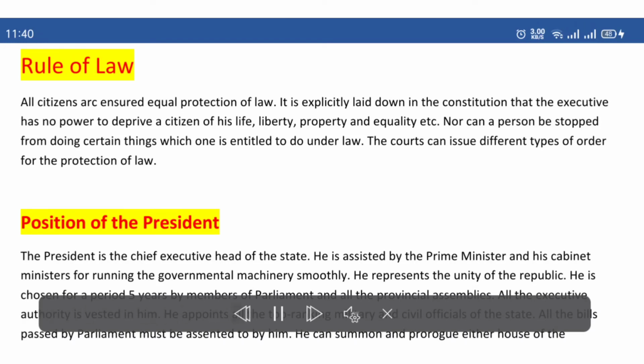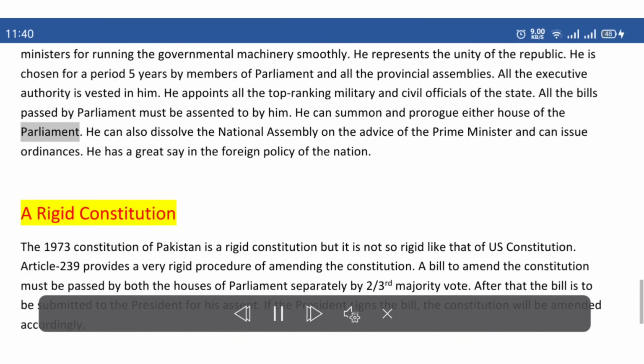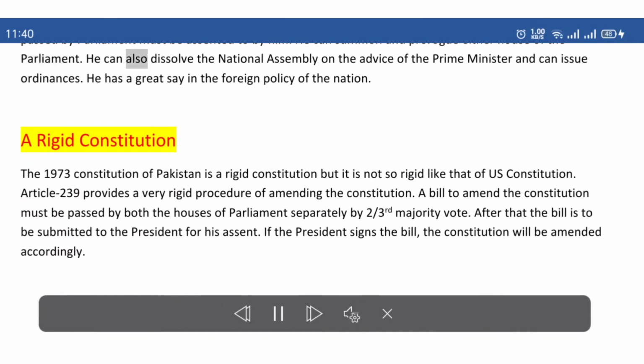He appoints all the top-ranking military and civil officials of the state. All the bills passed by Parliament must be assented to by him. He can summon and prorogue the Houses of the Parliament. He can also dissolve the National Assembly on the advice of the Prime Minister and can issue ordinances. He has a great say in the foreign policy of the nation.